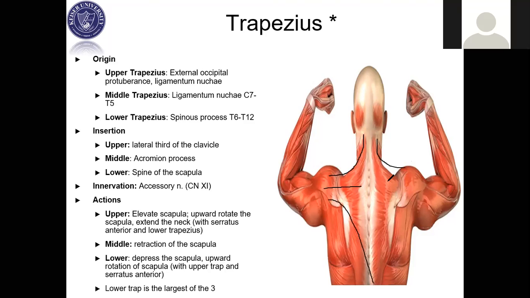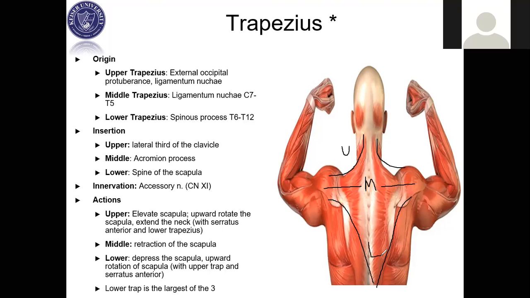So for your practical, you're going to have to identify this muscle. For life as a physical therapist assistant, you're going to have to know all the parts of the trapezius. This is a 3-part muscle. We have an upper trapezius. Here is the upper trapezius right here. We have a middle trapezius, and we have the lower trapezius.